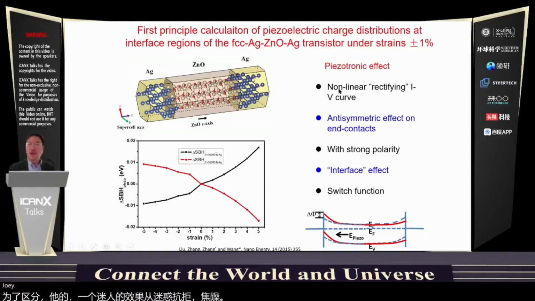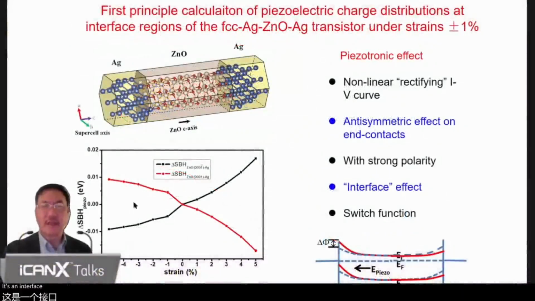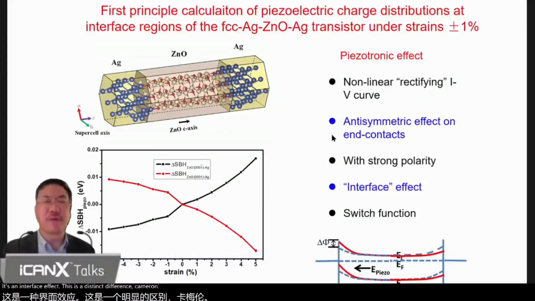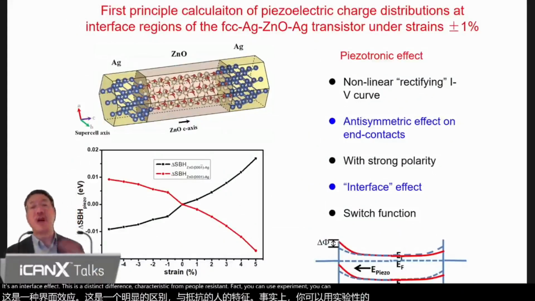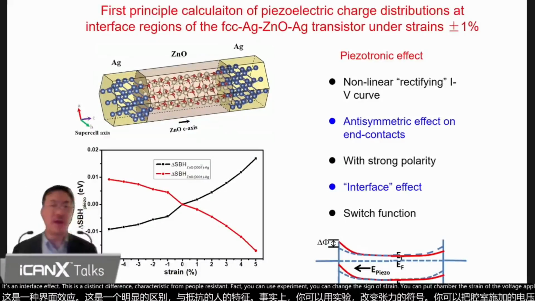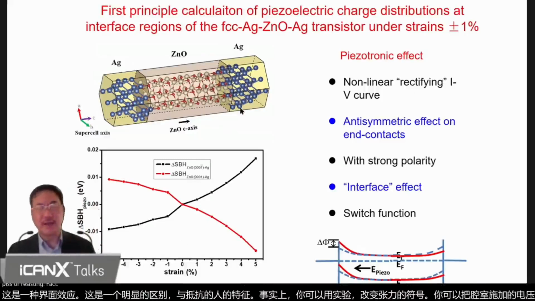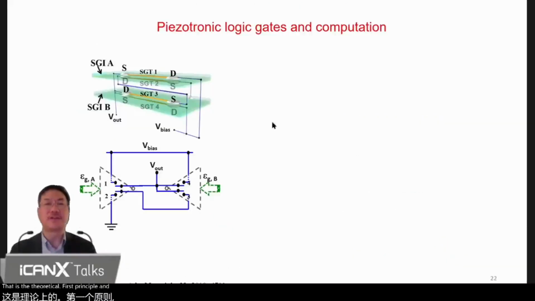So it's a nonlinear rectification behavior. It is asymmetric tuning. It has a strong polarity. It's an interface effect. This is a distinct characteristic from the piezoresistive effect. Experimentally, you can change the size of the strain and the voltage applied, and you'll be able to distinguish whether this is a piezotronic effect or a piezoresistive effect. That's the theoretical first-principles calculation for that.